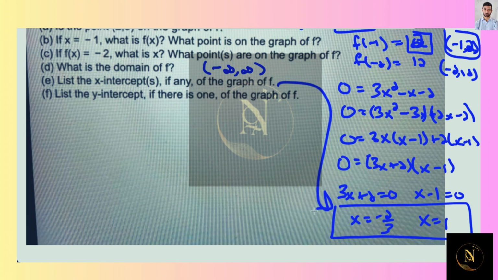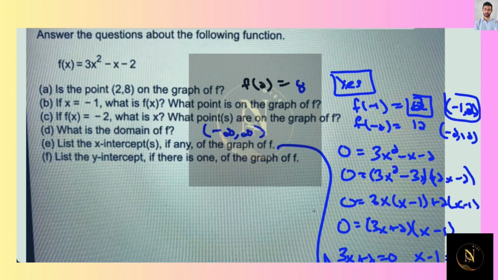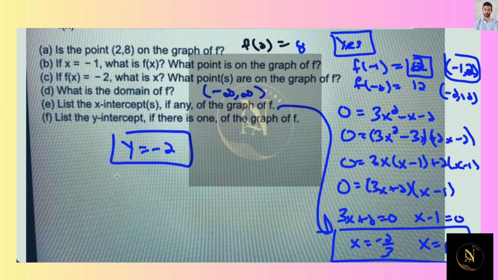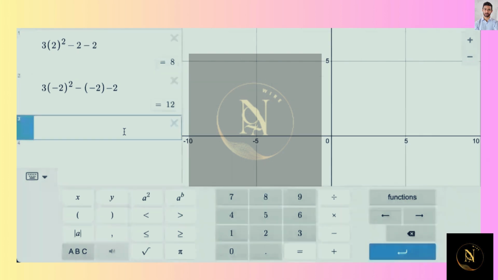The y-intercept is when x is 0. So if you plug 0 in for x, 3 times 0 squared minus 0 minus 2 is -2. Now, if you're able to graph this and interpret all of the information from there, then do that too.